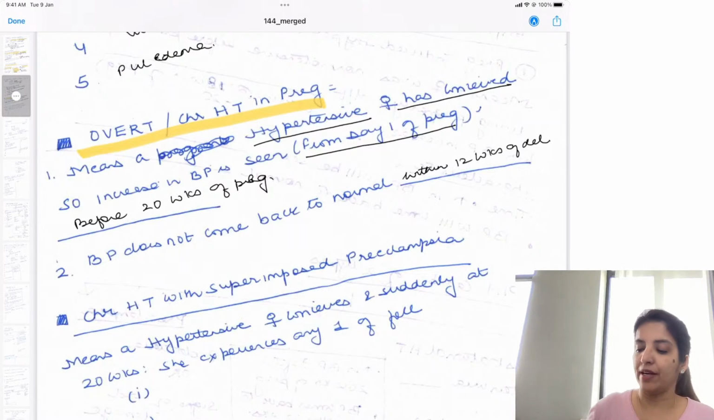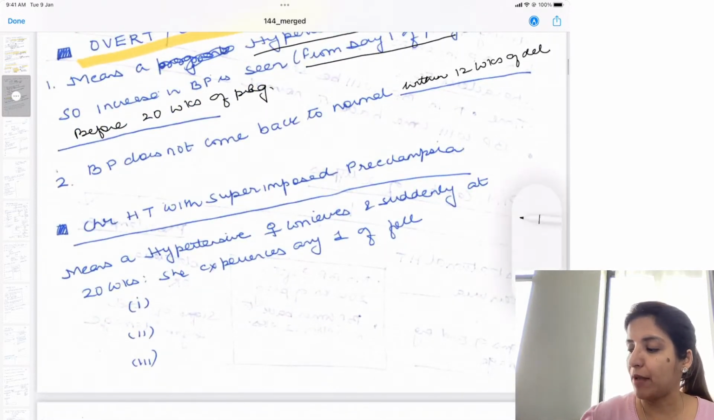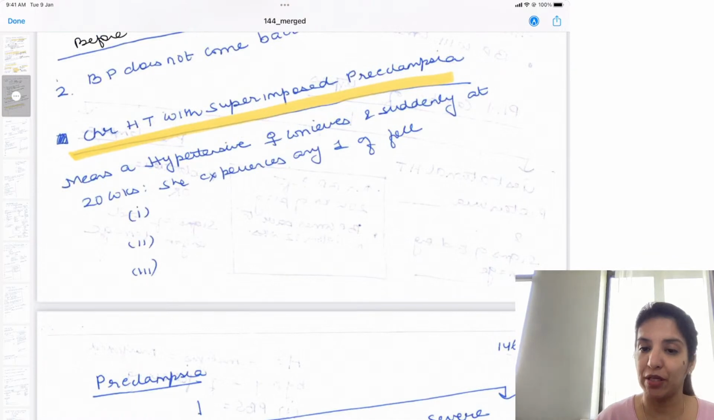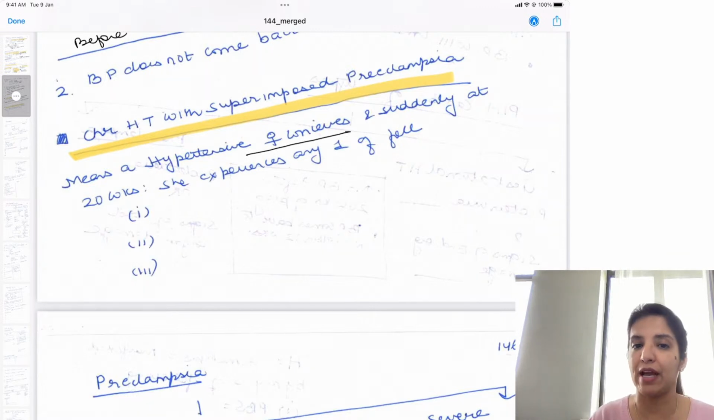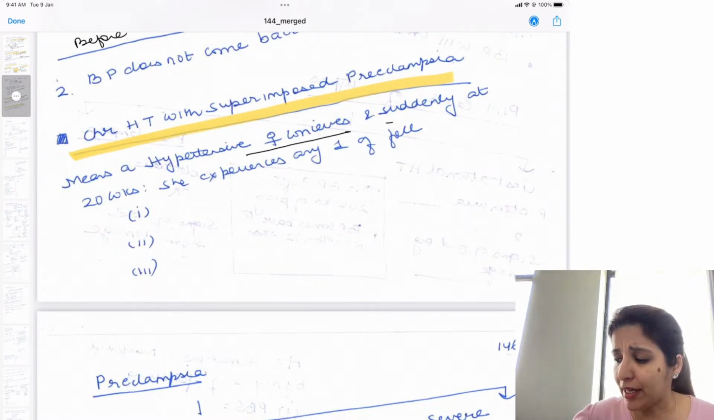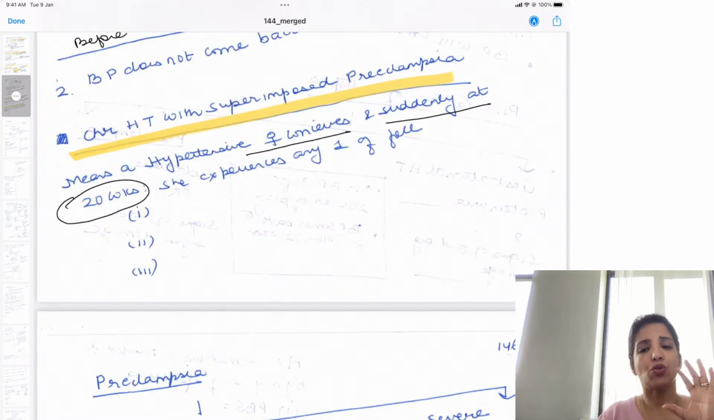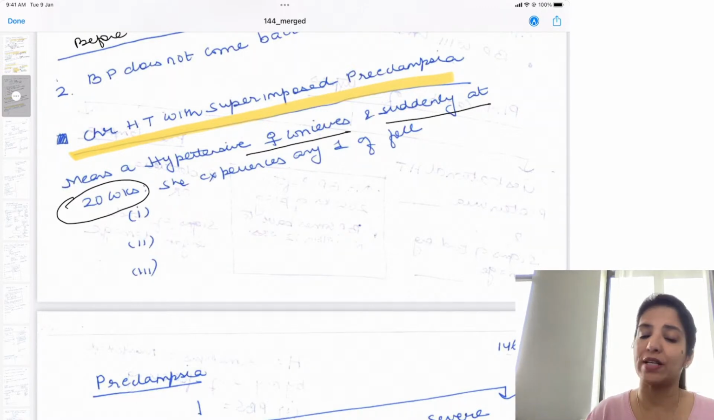Then there is another term which is called as chronic hypertension with superimposed pre-eclampsia. Now, chronic hypertension with superimposed pre-eclampsia means that a hypertensive female has conceived. So, chronic hypertension की patient थी, a hypertensive female has conceived, and suddenly at 20 weeks of pregnancy, she experiences any one of the following, right? So, she is a hypertensive female who has conceived. Suddenly at 20 weeks, she starts having any one of the following.